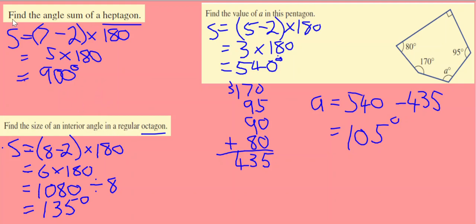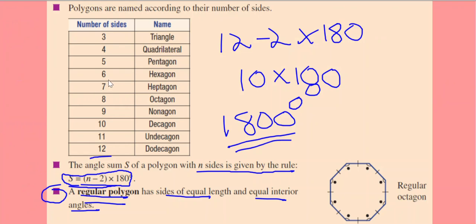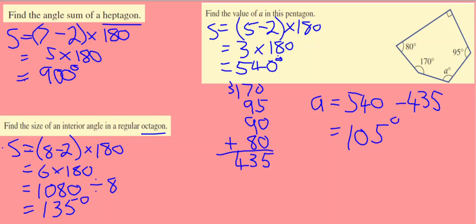Anyway, this first one, to find the sum of a heptagon. How many sides does a heptagon have? If we look back at this table, we've got 7 sides. So we use our formula. The angle sum equals 7 minus 2, so the number of sides, subtract 2, multiplied by 180. 7 take 2 is 5. 5 times 180 is 900 degrees. There's our answer. Hopefully you got that one, nice and easy.